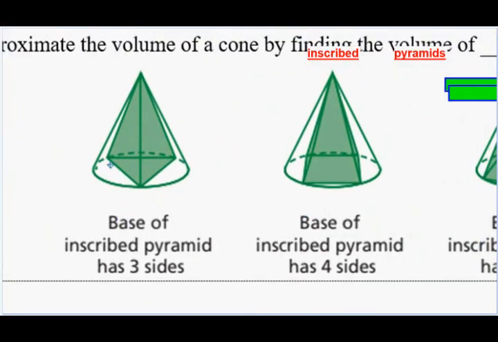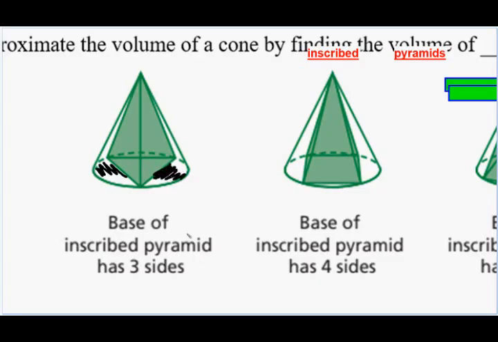If I look at the first one, I've got a cone. I want to figure out the volume of the cone, and the first thing I put in it is a triangular-based pyramid. And then, of course, the cone will have more volume than the pyramid because there's this area in here that we're not counting. It's in the cone, but not in our pyramid. So if a 3-sided pyramid's good, let's up it to 4 sides. Now the pyramid is bigger and it takes up more volume of the cone, but again, the cone is still going to be a little bit bigger.